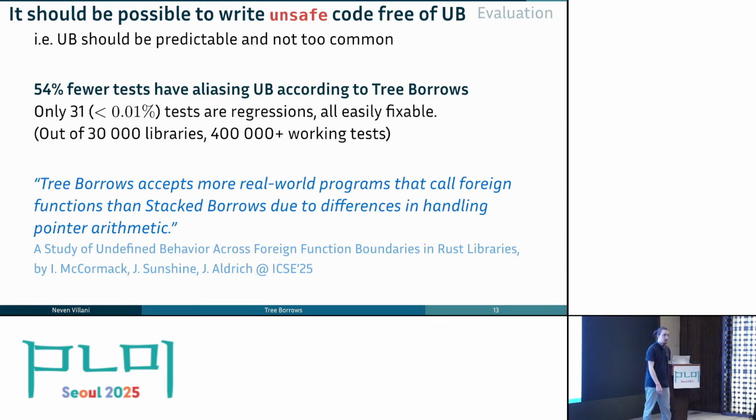On the other side, we must ensure that tree borrows is permissive enough that code that people naturally tend to write is allowed. I've already given away the final result of this one. Tree borrows is more than twice as permissive as stack borrows, and the number of regressions is negligible. These results have been confirmed by an independent study. A different team working on FFI found that tree borrows accepts more real-world programs that call foreign functions than stack borrows, and that this is in part due to how tree borrows handles pointer arithmetic.